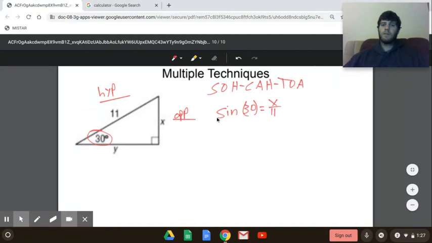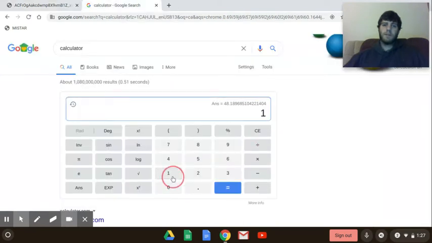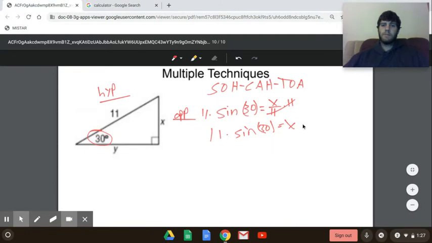Right, then to solve for x, we can multiply both sides by 11. The 11s cancel on that side, and we're left with 11 times sine of 30 equals x. So 11 times the sine of 30, and we get 5.5. Okay, so 5.5 equals x. Sine of 30 is a half, and then half times 11 is 5.5. Right, so this is equal to 5.5.